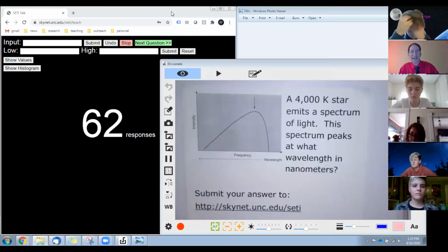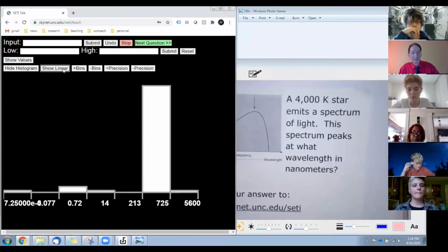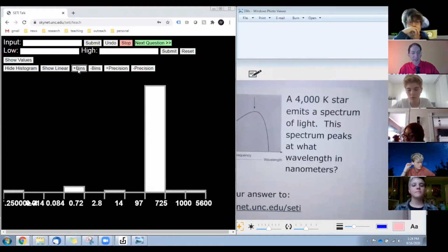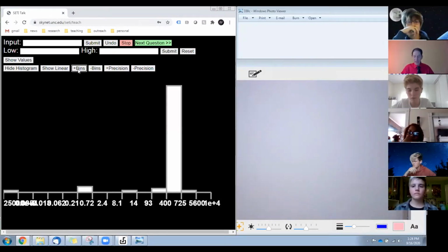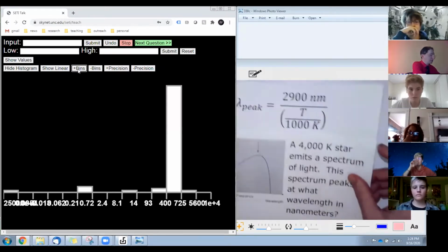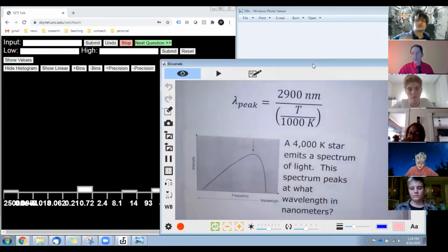Okay, let's see how you did. Showing the values looks pretty good. We have our histogram there. And I could probably add bins, but it's pretty clear you all got that. So let's take a look at the answer. So here's the version of that equation that I gave last time. Let me reveal all the dot cam.